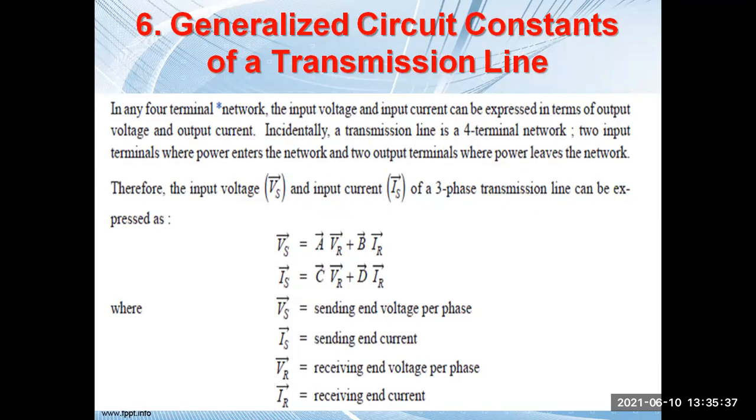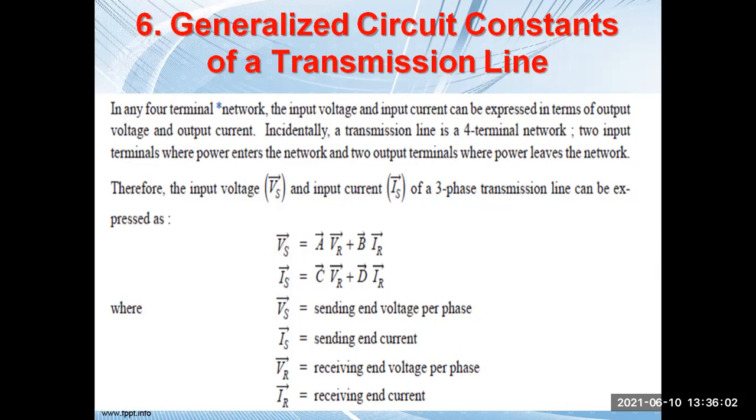The input voltage is Vs, input current is Is. This is expressed in terms of output voltage VR and output current IR. Now, how are they actually interrelated, how are they connected with this input and output voltage and current? This is represented with the help of the ABCD parameters.